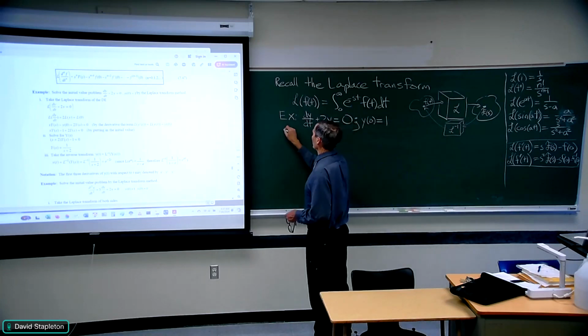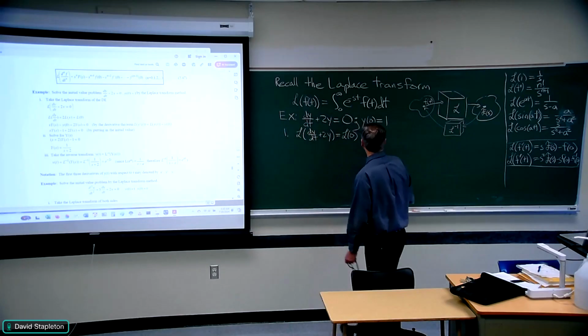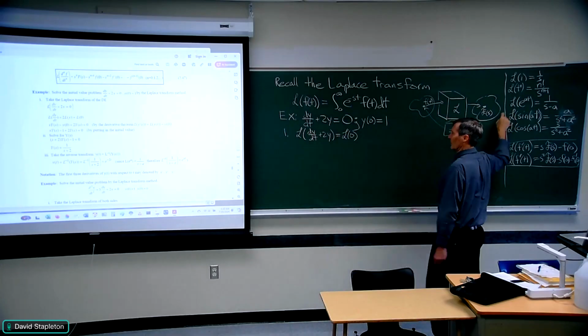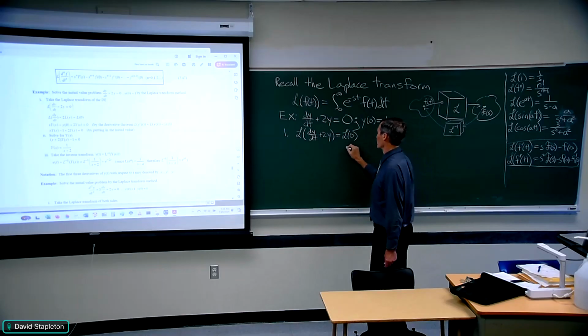And the steps were 3. 1, we take the Laplace transform of both sides. Right? Just to remind you, this is a simple problem, hopefully. And we said, what's not up here, but should be, is the Laplace transform of 0 is 0, because after all, if you integrate 0 times e to the minus st from 0 to infinity, you still get 0, right? So this side becomes 0.